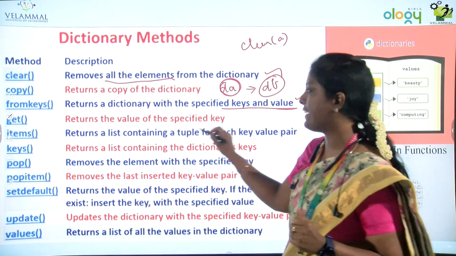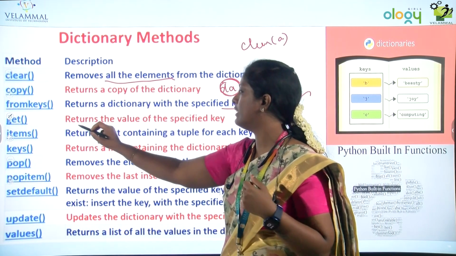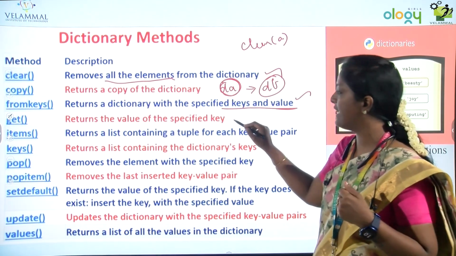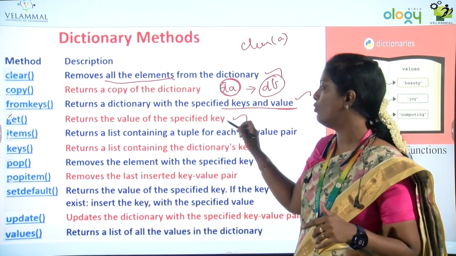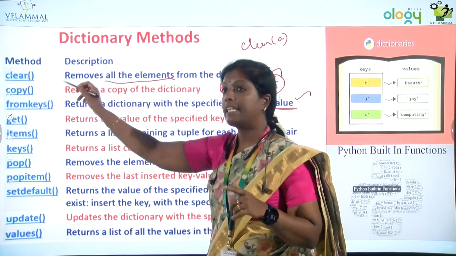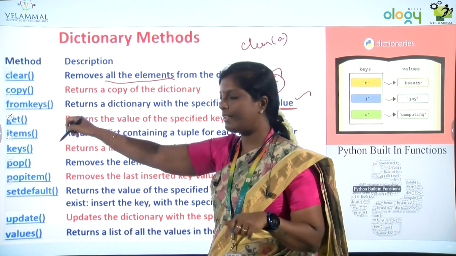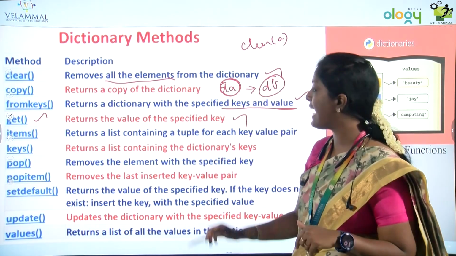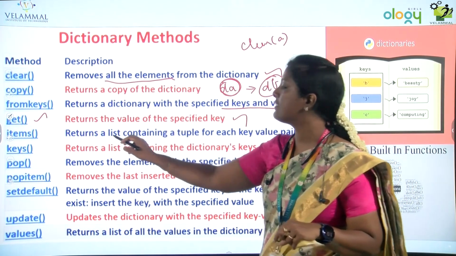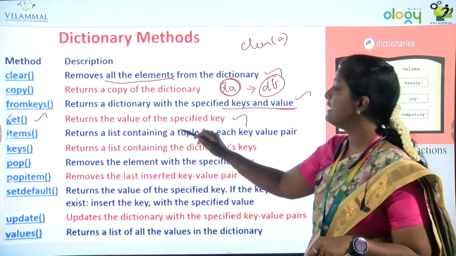Next is the get. We have already seen this. It returns the value of the specified key. You want to return the value, you can use the get function. You can get the information or make it printed. Okay, right? That is what a get function is. Next is items. It returns a list containing a tuple of this.